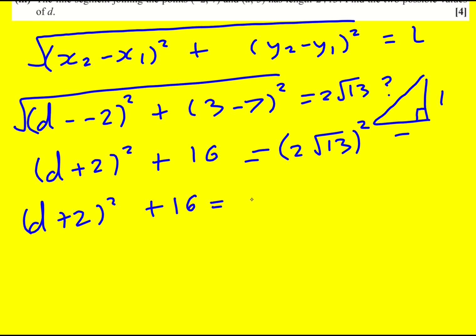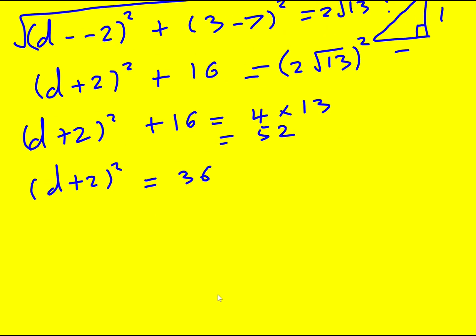Now I can square the 2 to give me 4, and I can square the root 13 to give me 13, and that's 52, which means d plus 2 squared is equal to 36 if I subtract 16. Now, I was very tempted to expand the quadratic, but actually there's a quicker way because this is essentially what you use when you solve quadratics by completing the square. If we've got d plus 2 all squared, we can square root. So d plus 2 is equal to plus or minus 6 by taking the square root of both sides.